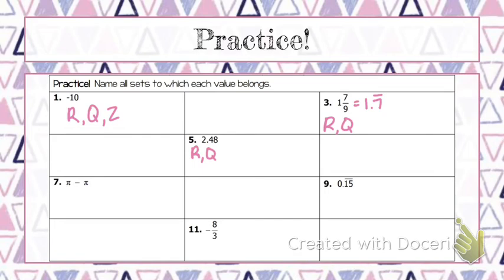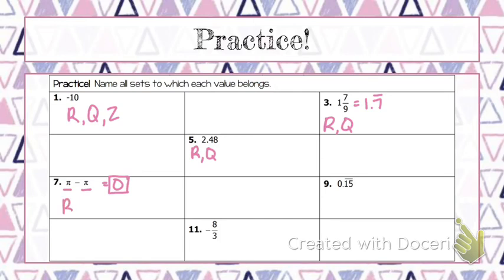So number 7, pi minus pi. Now, something we need to think about. Pi is an irrational number because it never repeats and it never ends. However, pi minus pi equals 0, because anything minus itself equals 0. 2 minus 2 is 0. 700 minus 700 is 0. So pi minus pi is also 0. So we are actually classifying 0.